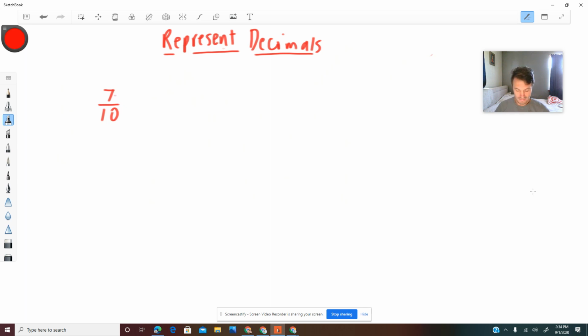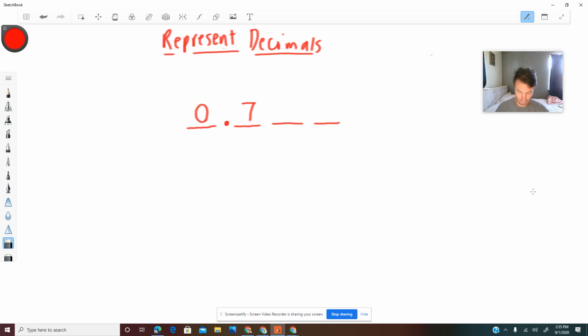Well, you can see it's 7 out of 10. So if we were going to write a decimal number here, we have our tenths place here, our hundredths place here, and our thousandths place here. Here we have our ones place. Remember, the decimal point separates the ones place from the tenths place. This is 7 tenths. Therefore, the 7 goes in the tenths place. And there is no whole number here, so there's a 0 in the ones place. And that's how you would write 7 tenths as a decimal number.